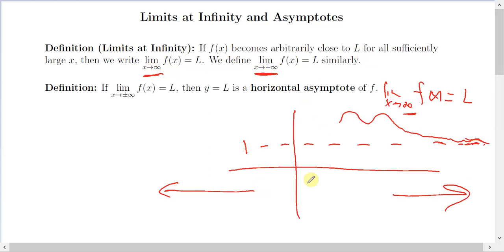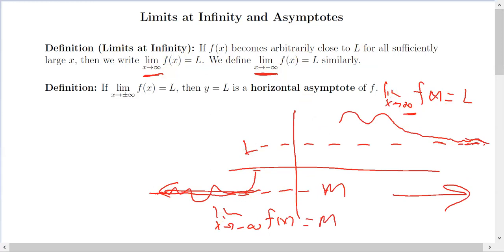And likewise, we do the same thing over here. If it's going to some other value as I come out way out this direction, and it can come in there any way it wants to, then we would say here the limit as x approaches negative infinity of this function would be, let's say, M. So that's the notion we're going to cover here. These are called limits at infinity. As I said, you can't ever actually get to infinity. But that's what we're going to call it.